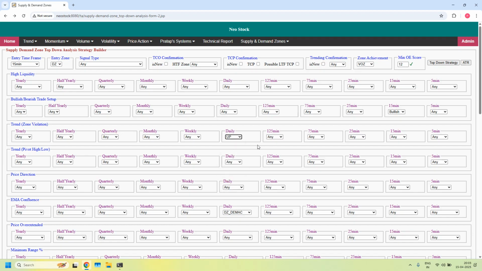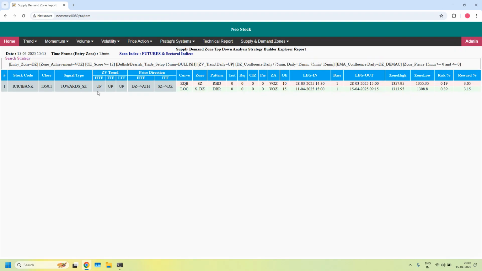See how the search strategy is helping to find our mistakes? Uptrend, because it is a bullish trade setup. Where we selected here, we selected bullish. And also entry zone is also demand zone. So that's why daily demand zone with daily EMA confluence, and also the trend on the daily should be uptrend. So with these filters, we got one stock.